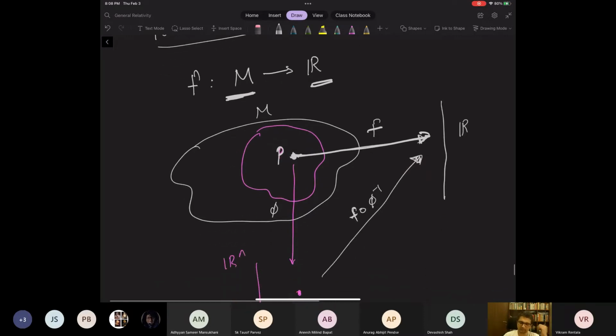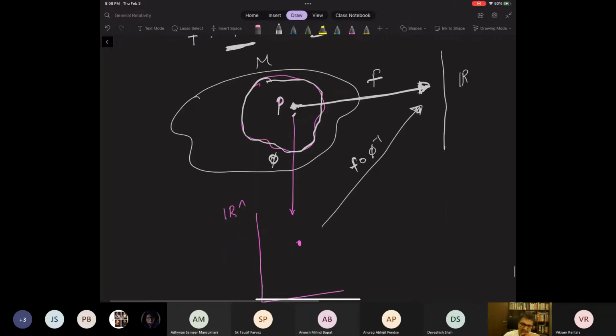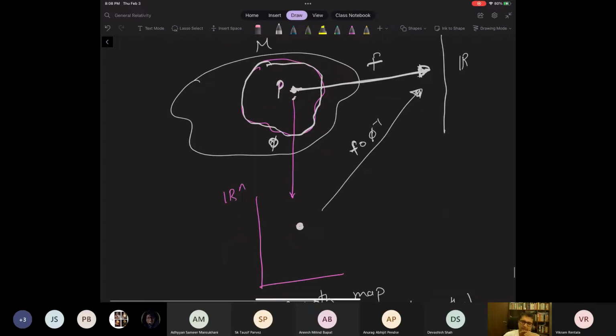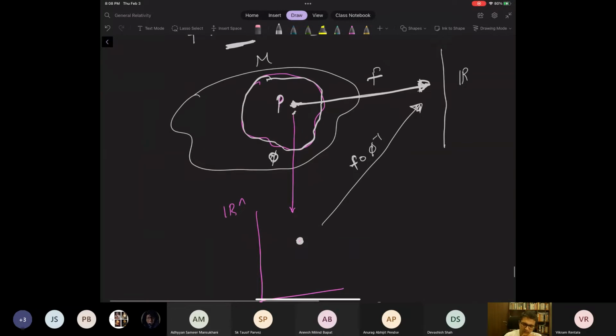Again, I can look at this in a particular coordinate representation. I can take a particular coordinate patch like this over here, look at phi of P, which gives me some point in Rn. Now if I want to ask in this coordinate representation, what is the function that takes me from here to the point on the real line? First I operate with phi inverse, go back to the point P, then I operate with F, and I get to this point over here.